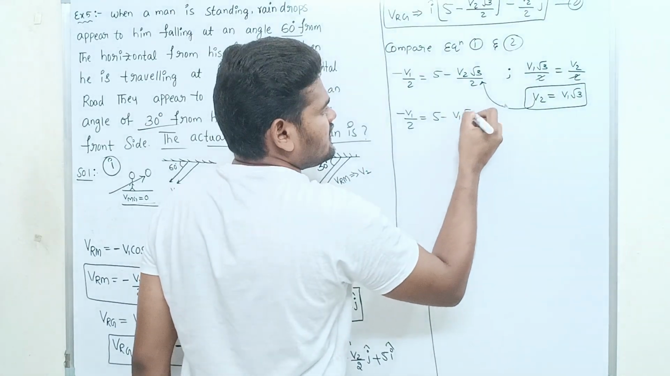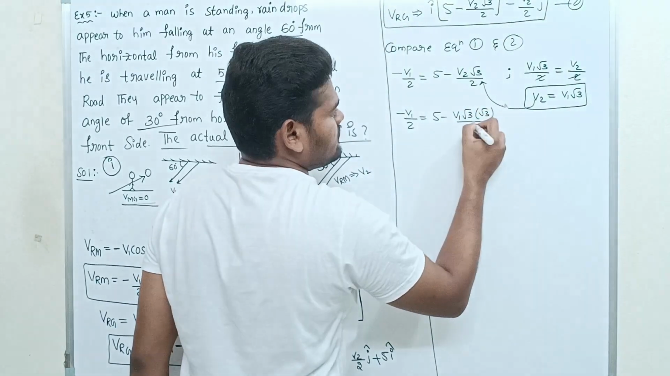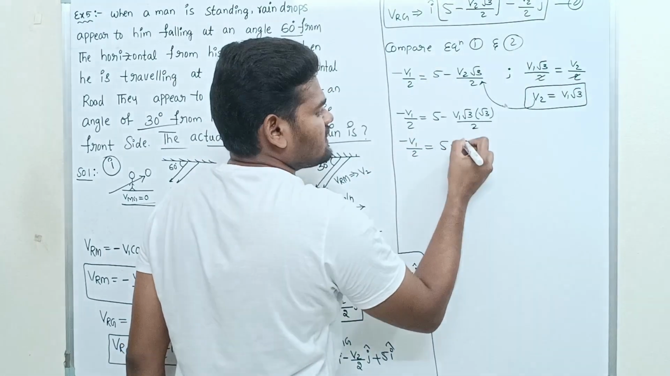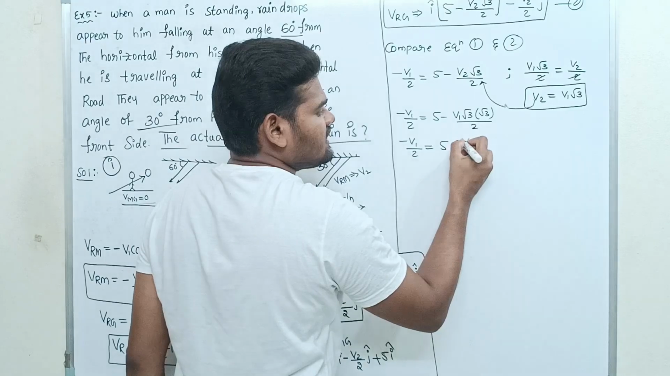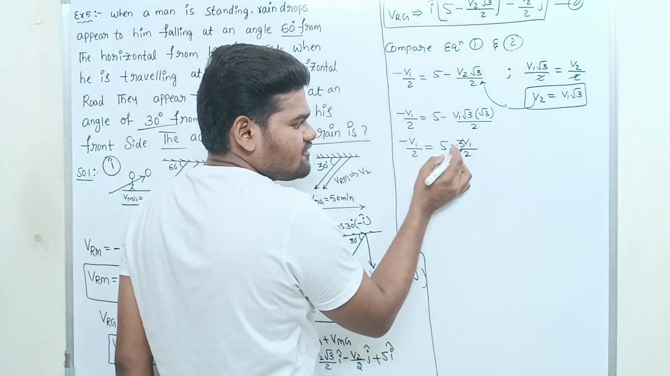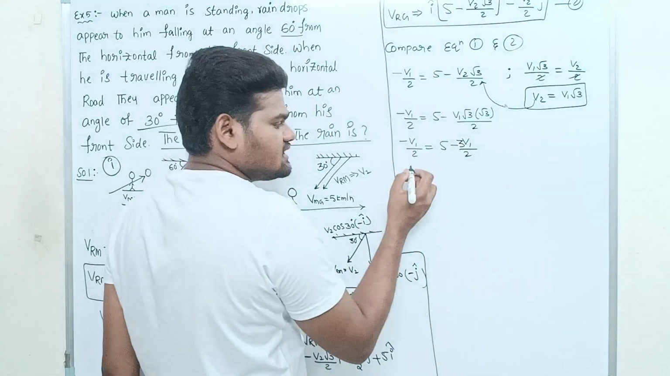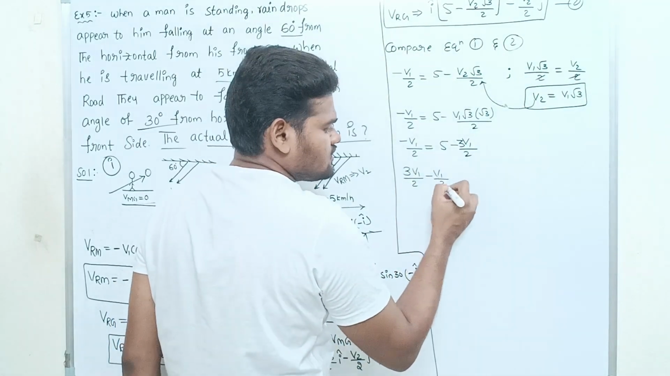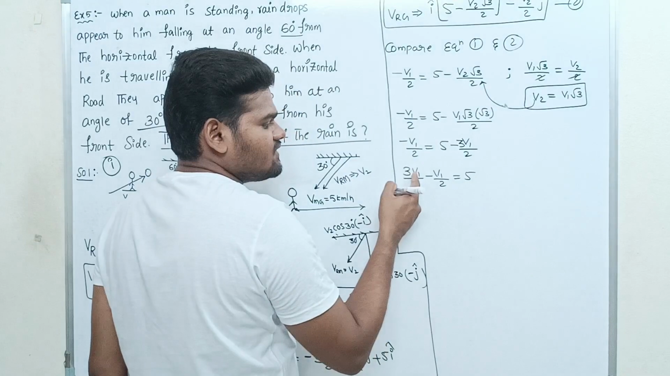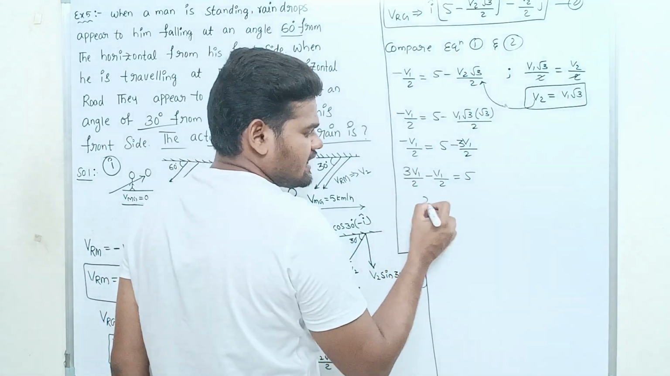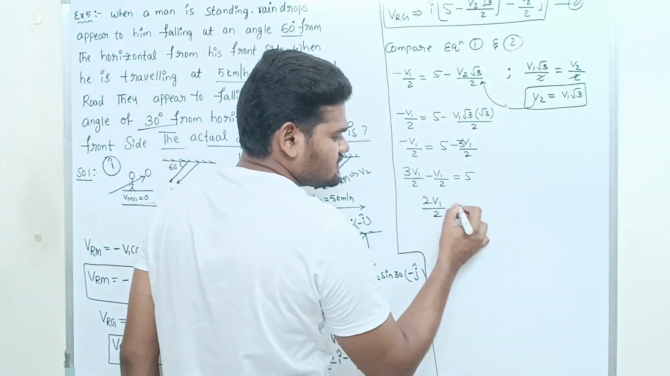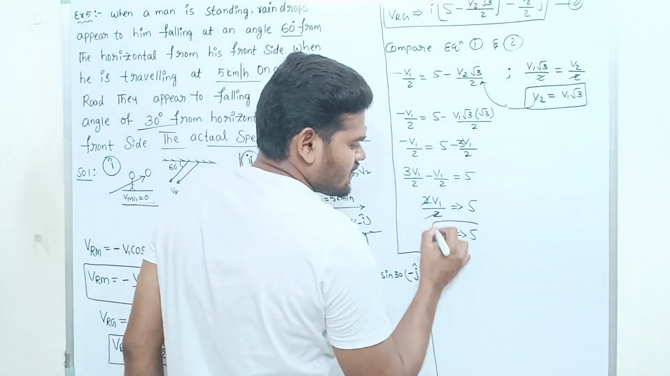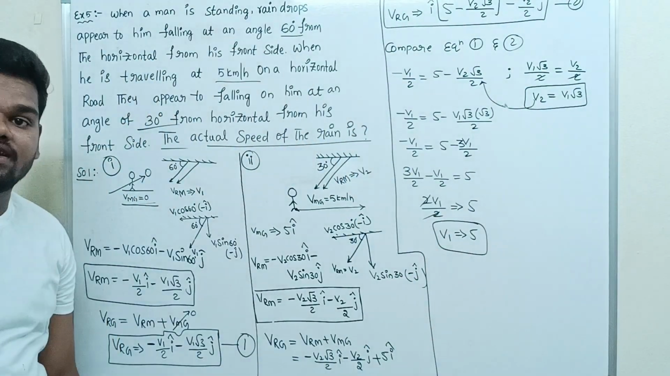V1 root 3 into root 3 divided by 2. So minus V1 by 2 is equal to 5 minus V1 root 3 into root 3 divided by 2. If minus 3V1 by 2 comes to this side, it becomes plus 3V1 by 2 minus V1 by 2 is equal to 5. So 3V1 minus V1, you will get 2V1 by 2 is equal to 5. So 2 gets cancelled out and V1 is equal to 5. V1 is equal to 5, we got.